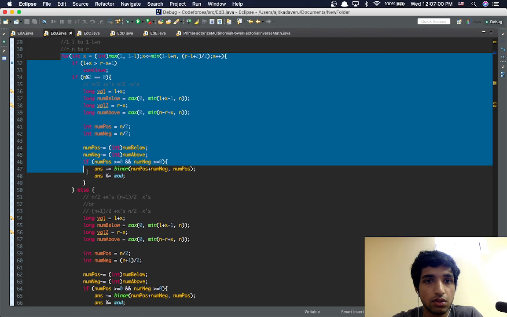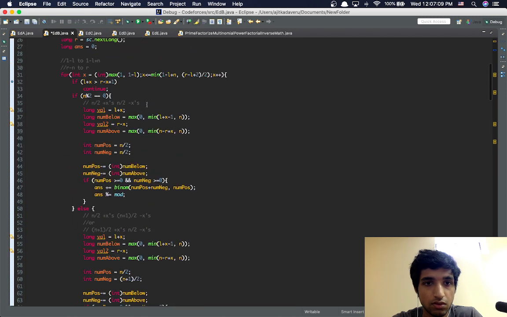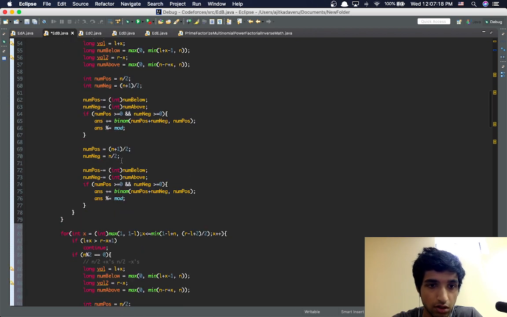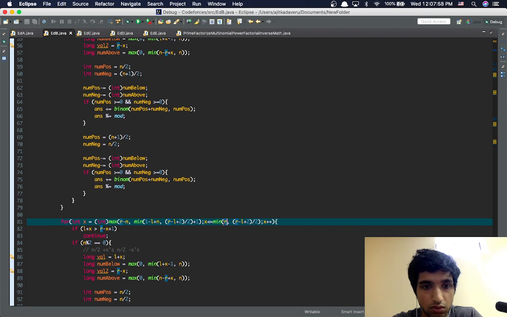Wait, I don't get it. This is exactly what I coded. But let's just try it again. So 1 minus L to 1 minus L plus N. And R minus N to R. R minus N to R, yeah.